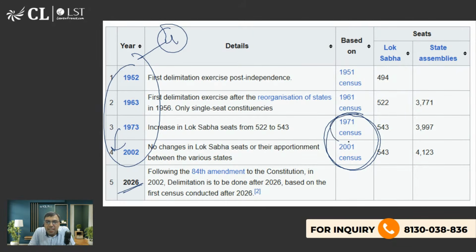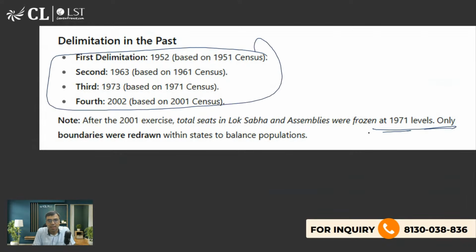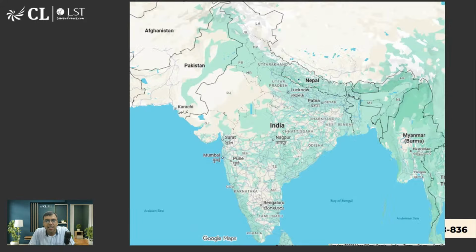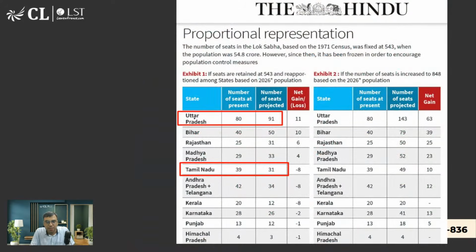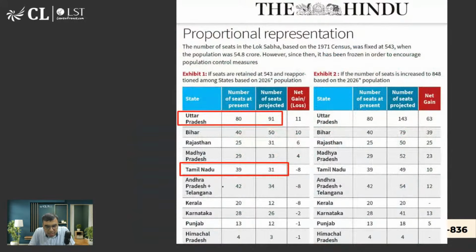Because in 1971, during the time of Indira Gandhi ji, she froze it. Why? है ना, 1971 में क्यों freeze कर दिया था? Family planning, right? हाँ. Actually, it was acting as a disincentive against family planning. So basically, मान लो, देखो मैं आपको दिखाता हूँ. UP has actually 80 seats. And let's say Tamil Nadu has how many seats? 39.